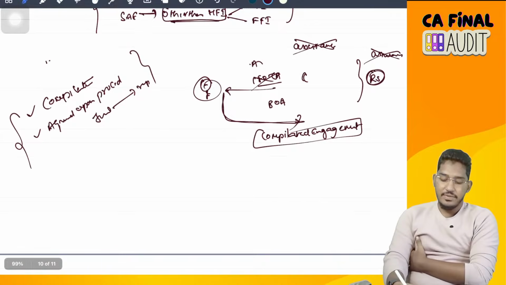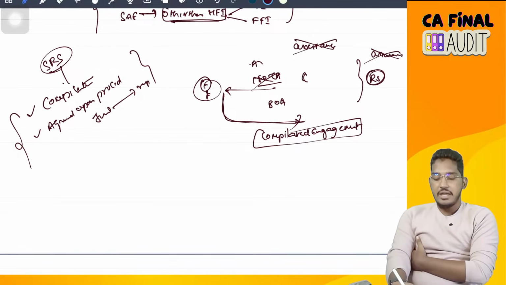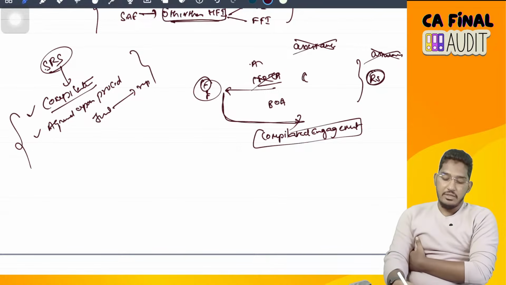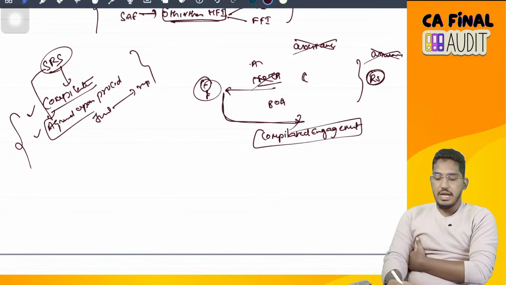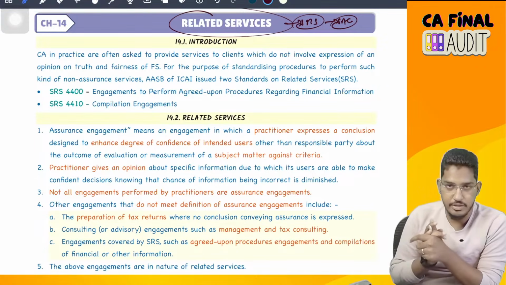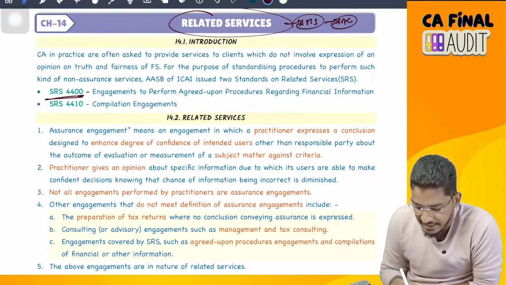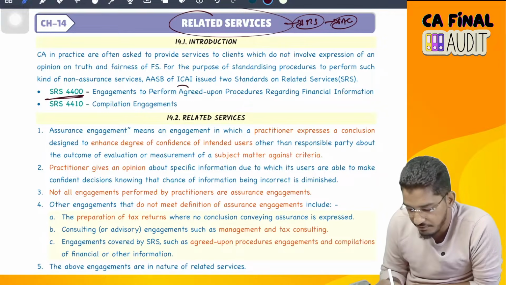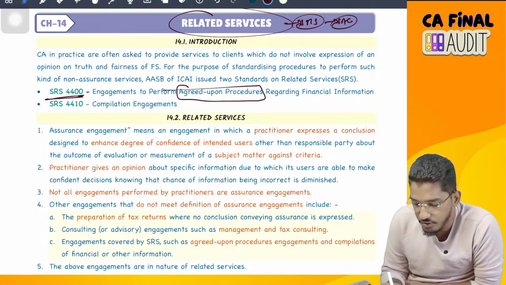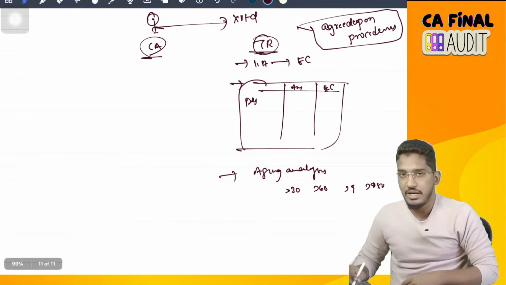To provide guidance for that, we have a series of standards called SRS. We have one standard which is providing us the guidance how to do the compilation engagement, and there is one more standard which is giving us guidance how to perform the agreed upon procedures. So those two standards only we are required to discuss. So if you see here, SRS 4400 is a standard which is providing guidance to perform agreed upon procedures. I told you, right? What is agreed upon procedure? Just keep this at the back of your mind.